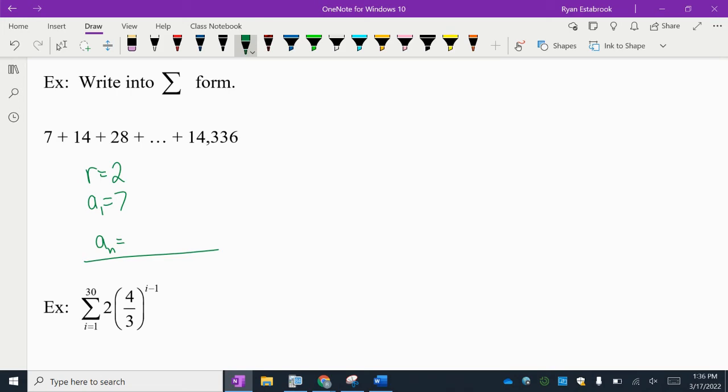All right, Grace, what is it going to look like? A sub n equals 7 times 2 to the n minus 1. Good. So first term times the ratio to the n minus 1. This is the formula. If I plug 2 in for n, I should get 14. If I plug 3 in for n, I should get 28. The problem is I don't know what term number this one is.